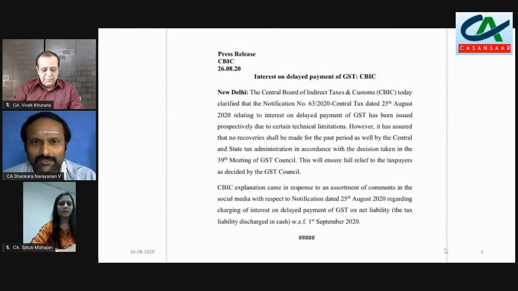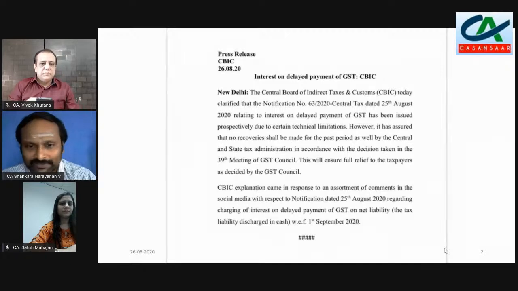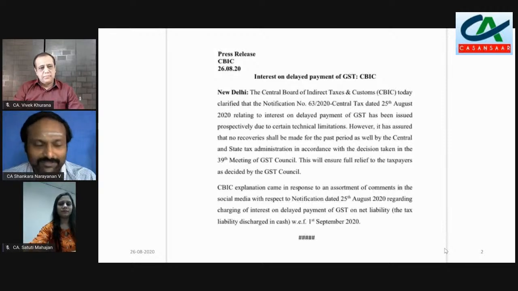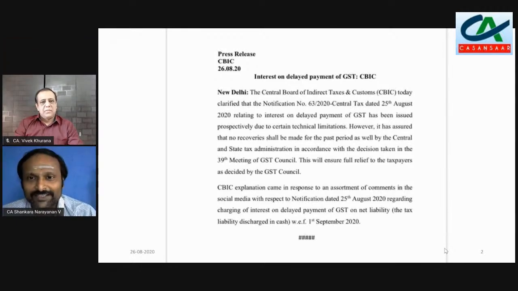But on 24th March 2020, post the 39th GST Council meeting, it was declared in the press release that retrospectively the interest will be levied only on a net basis and not on a gross basis. So a lot of representations have gone in, which has forced the CBIC to come up with this press release, which has just come a few minutes back, wherein they have clarified that no recoveries will be made for the past period, by both the central as well as the state tax administrations, in line with the 39th GST Council meeting. But then some of us might wonder, why give a press release? Why not notify this amendment to be effective from 1st of July 2017?